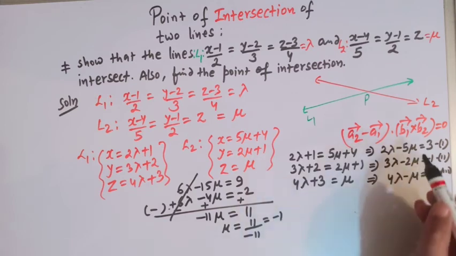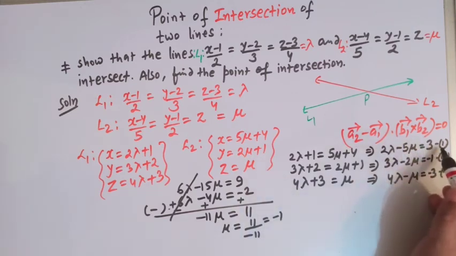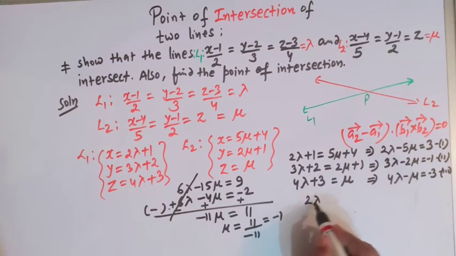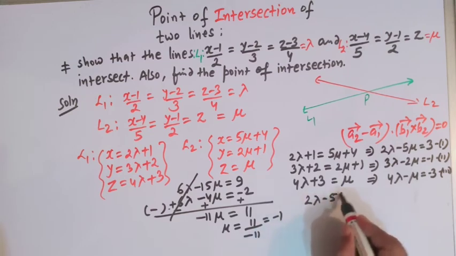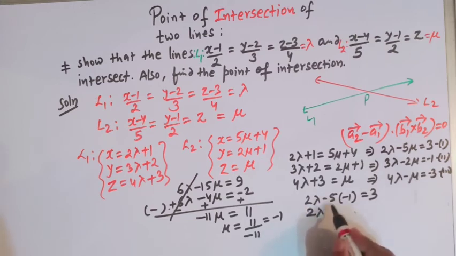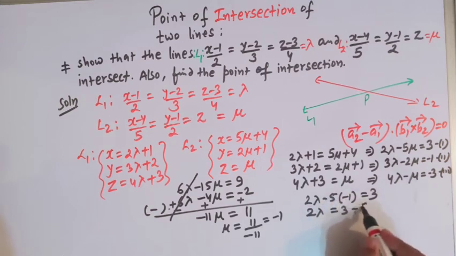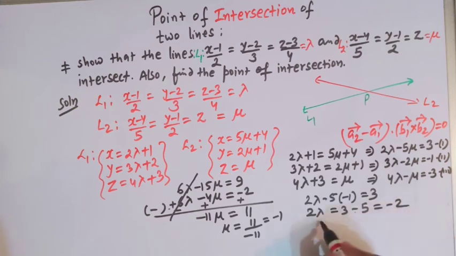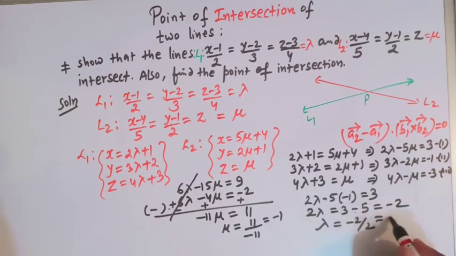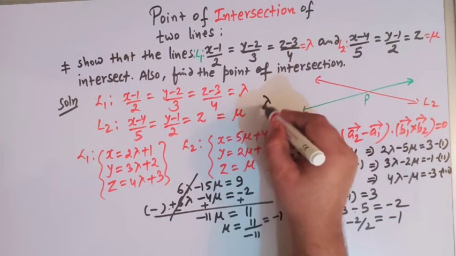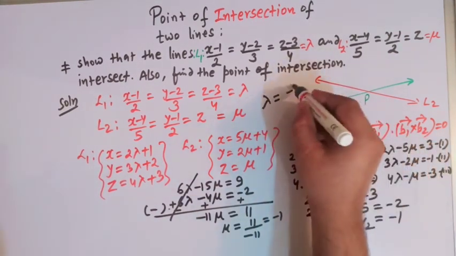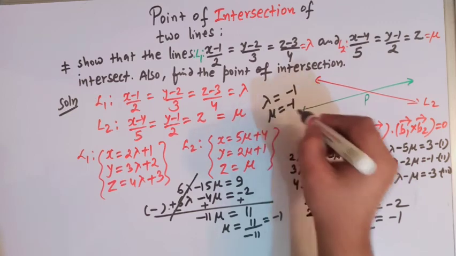And if we substitute this value of mu in equation 1, we get 2 lambda minus 5 times minus 1 is equal to 3. So 2 lambda is equal to 3. This is plus 5, and here taking it to this side we have minus 5. This is minus 2, and the value of lambda is minus 2 by 2, that is equal to minus 1. So therefore we have obtained the value of lambda as minus 1 and mu as minus 1.